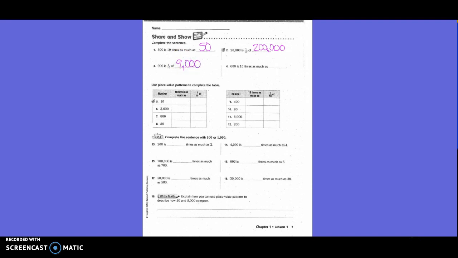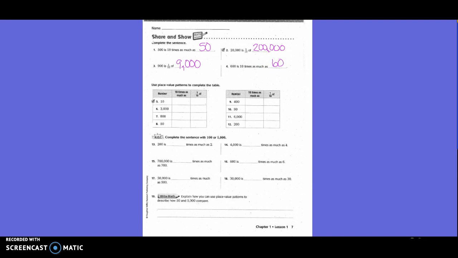600 is 10 times as much as, so in this case they have a part, right? So they want to know what the little part is. So instead of adding a 0, I'm going to take away a 0, and my answer is 60.